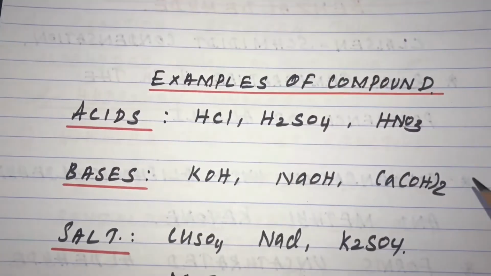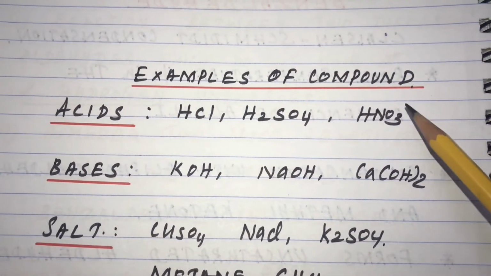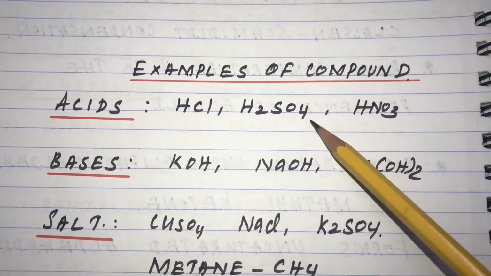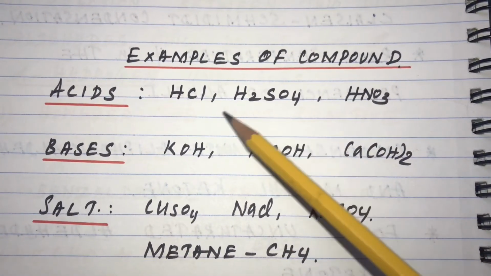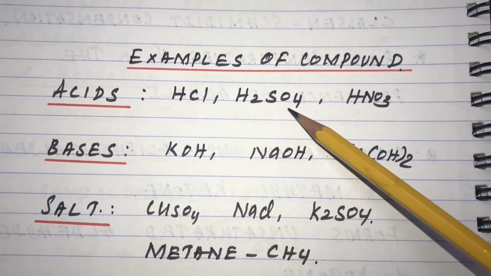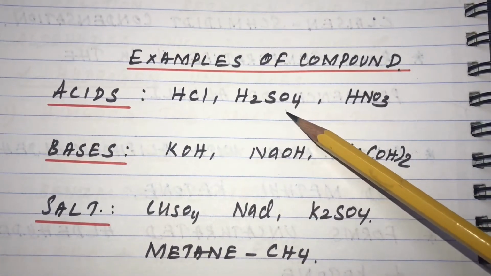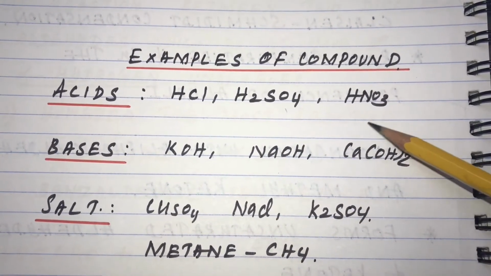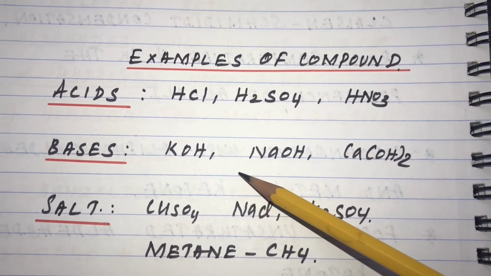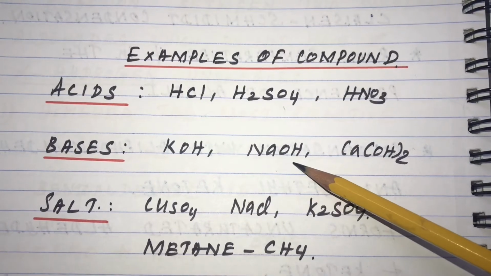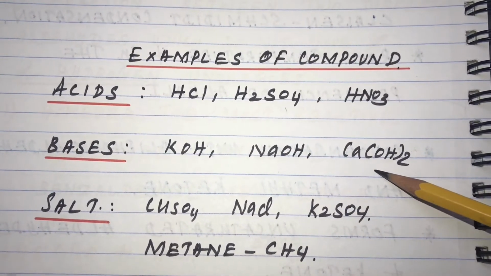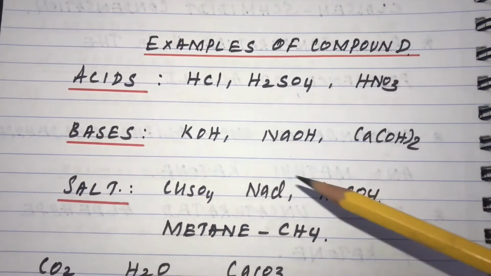To study the properties of compounds easily, compounds are generally classified as acids, bases and salts. Acids: HCl hydrochloric acid, sulfuric acid H2SO4, nitric acid HNO3. A few examples of bases are KOH potassium hydroxide, NaOH sodium hydroxide and Ca(OH)2 calcium hydroxide.